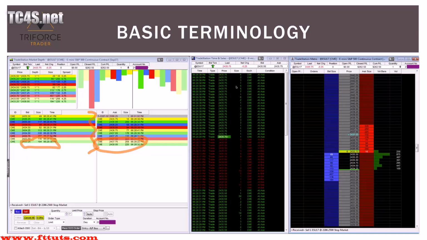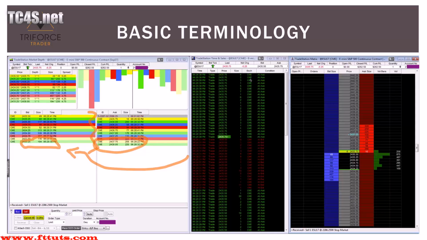So this person bought 6 contracts at 24.35.75 at the ask. So they bought it somewhere over here. And then this person sold 8 contracts at 24.35.50 at the bid. And what you'll notice is some of this is odd.